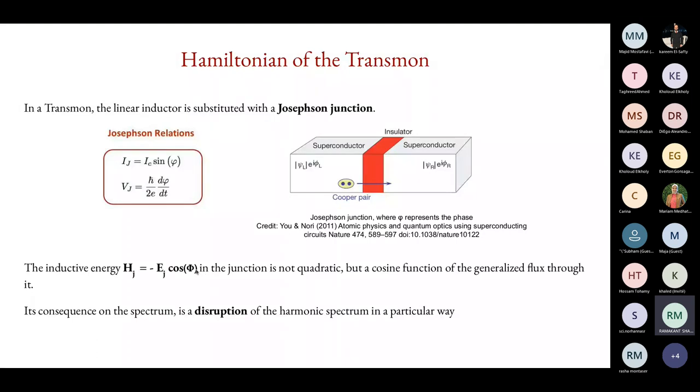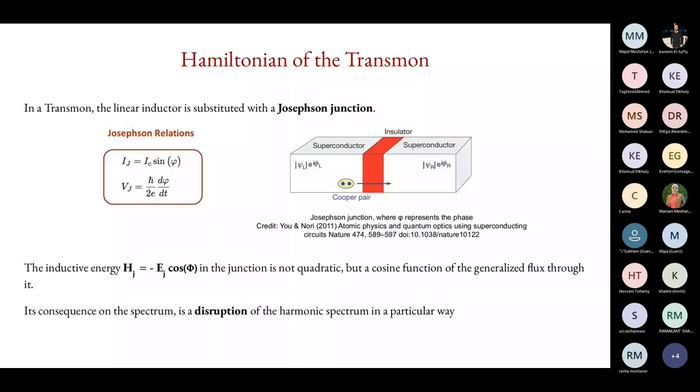I made a mistake. So phi would actually be the difference between phi L and phi R, which are the phases of the wave function formed at the first block of the superconductor and the second block of the superconductor. Okay, and this difference, which we call phi, would be actually the generalized flux through the tunnel or the insulator. It's just the flux that is generated at the transmission of the Cooper pair from the first block to the second block of superconductors within the junction.